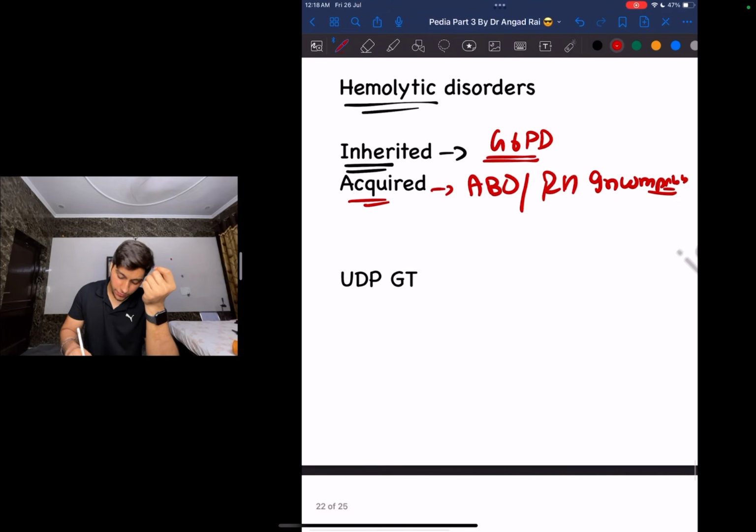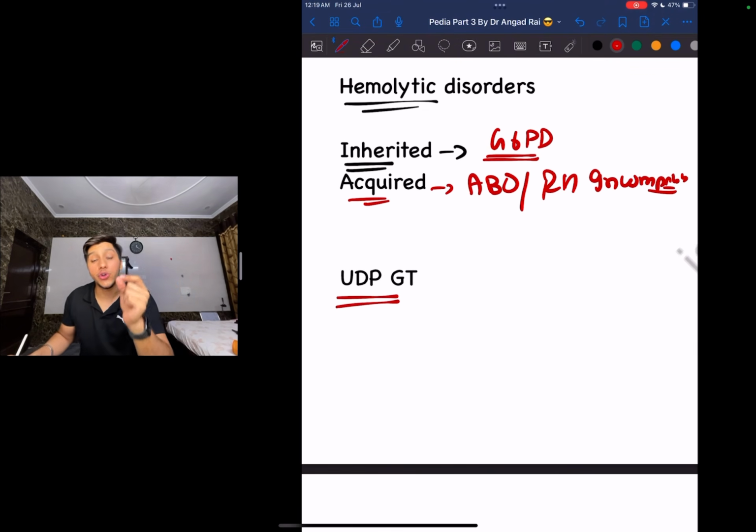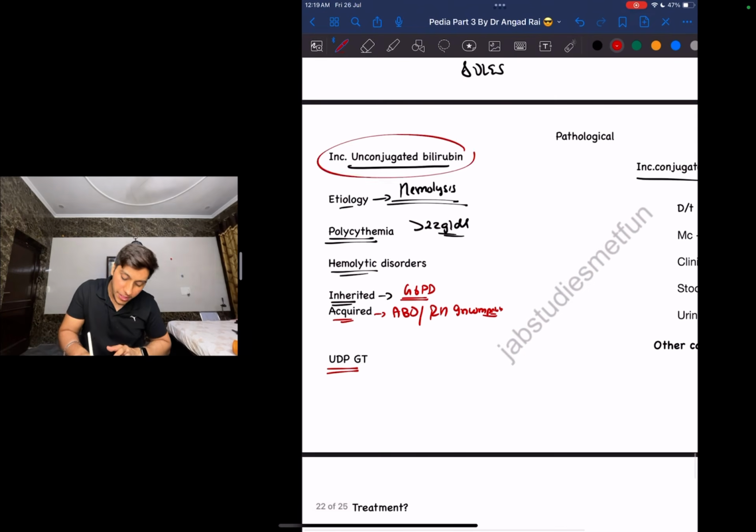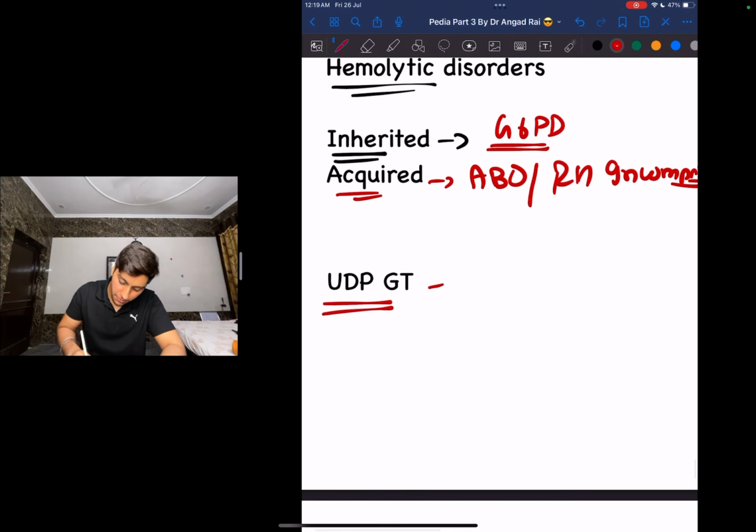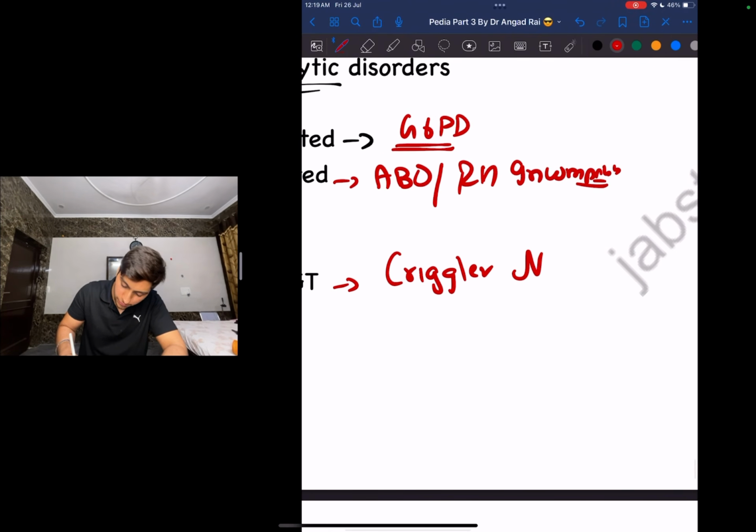Okay, then what if there is an issue with UDP glucuronyl transferase? Because, guys, UDP is the one which is converting unconjugated into conjugated. So if UDP is defective, the unconjugated bilirubin will be increasing. That is the pathological type. So in UDP glucuronyl transferase, you have to remember something which is known as Crigler-Najjar syndrome.